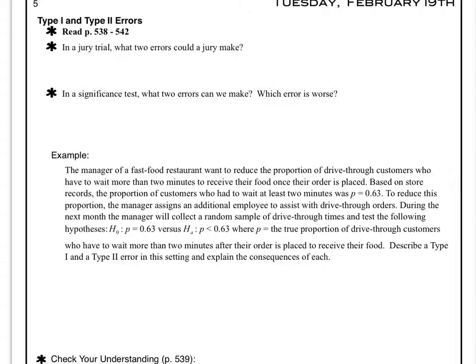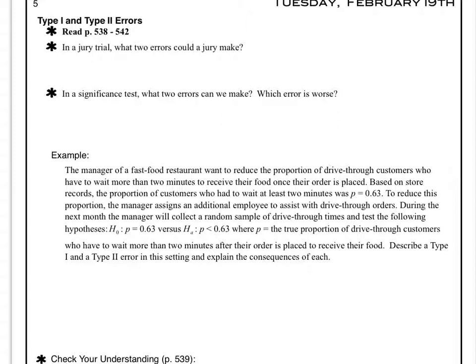That leads us to our next discussion, which is about the type of errors that we can have. I've mentioned several times that we need to pretend like we're juries or we're lawyers. And in a jury trial, there are two types of errors a jury can make. One, they can say the person is not guilty when they really are guilty. Or two, they can say the person is guilty when really they were not guilty. We can make those same two errors in a significance test.